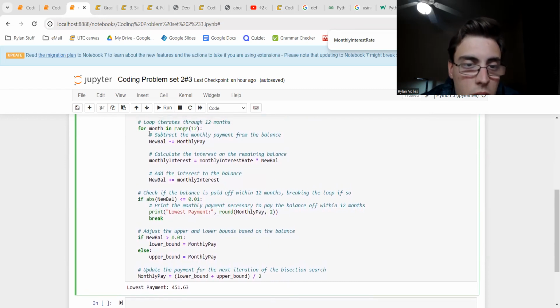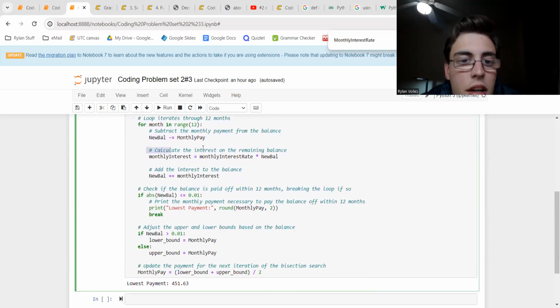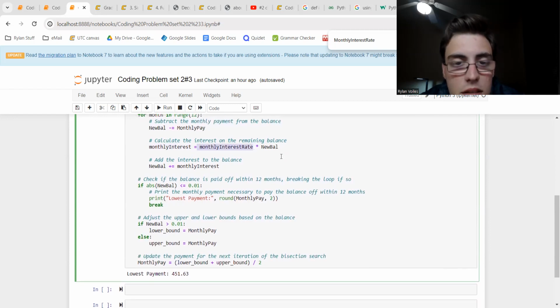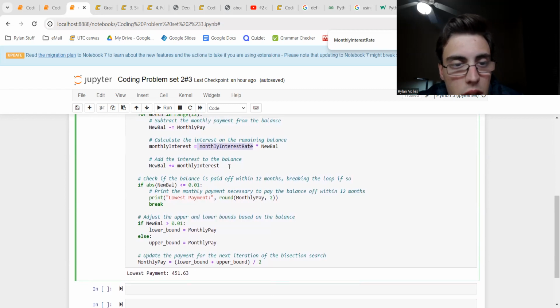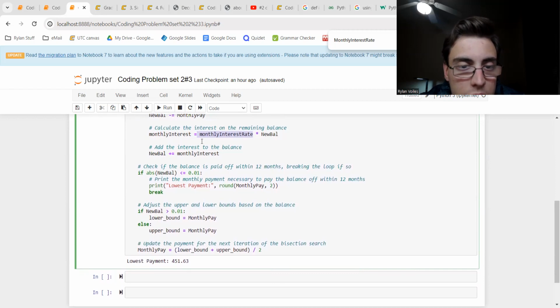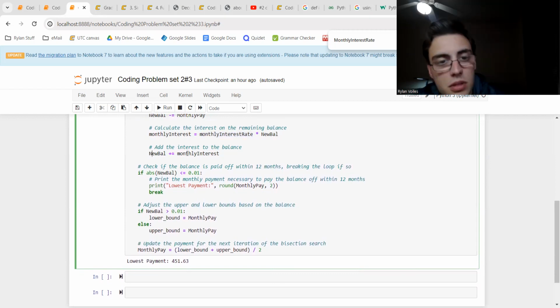And during this iteration, we subtract the monthly payment from the new balance, and then we calculate the interest of the remaining balance by taking the monthly interest rate times the new balance, and we get the monthly interest. And then we add the interest to the balance, or the new bal variable. So new bal plus monthly interest.